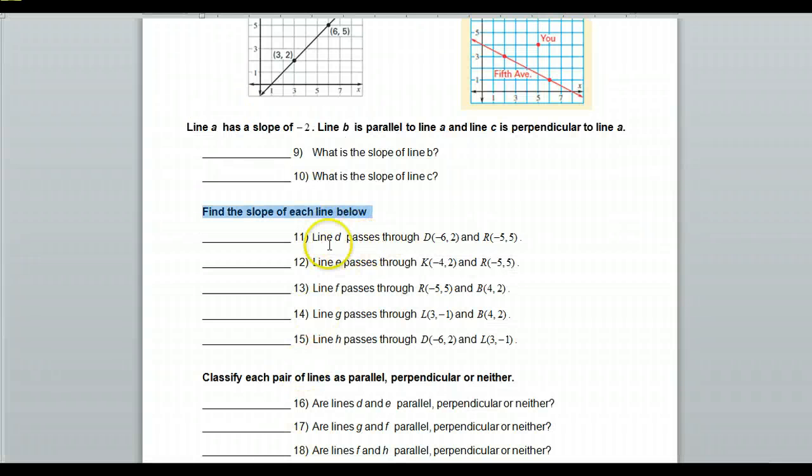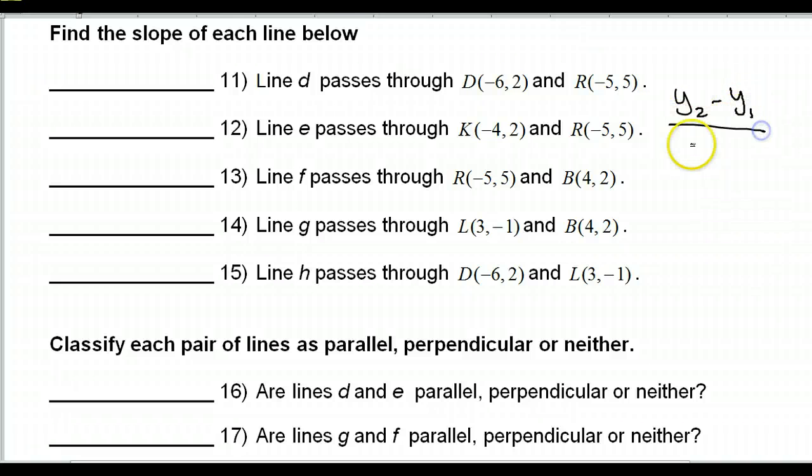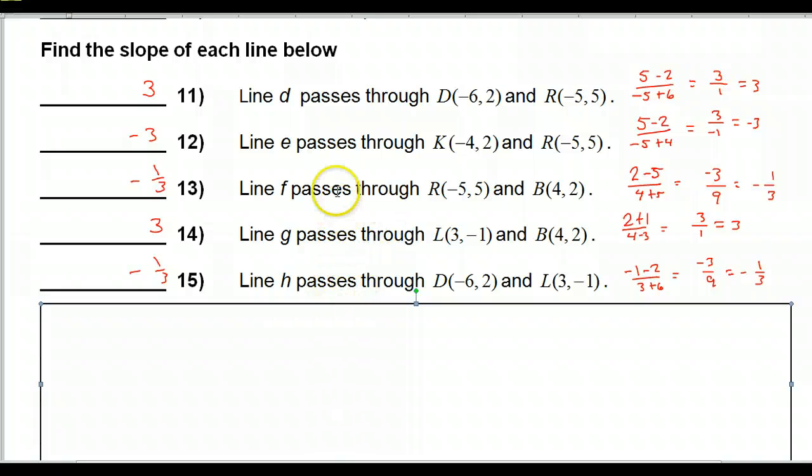For these next ones, for 11 through 15, we're supposed to just find the slope of each line below. So if we want to find the slope of each one of these lines, of course, we're just doing y2 minus y1 over x2 minus x1. Or you could do y1 minus y2 as long as you do x1 minus x2. Either way, just do it the same way both times. So if we do that for 11 through 15, this is what we're going to end up with: 3, -3, -1/3, 3, and -1/3.